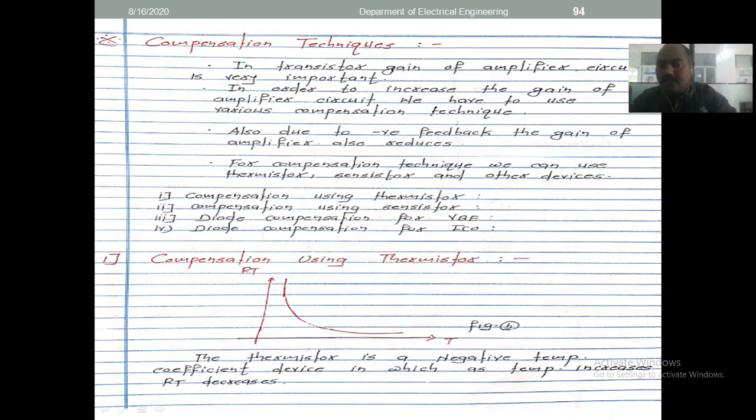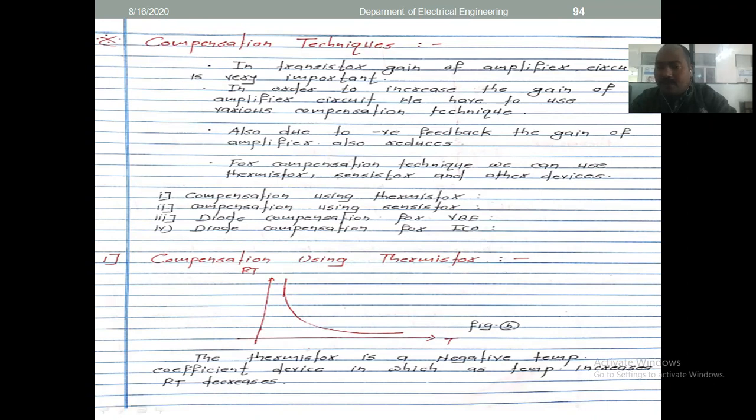We have to discuss why we have to do the same compensation. One of the reasons is that, see, one of the important issues related to the amplifier is that we have to increase the gain of the particular transistor. We have a requirement for more and more gain.